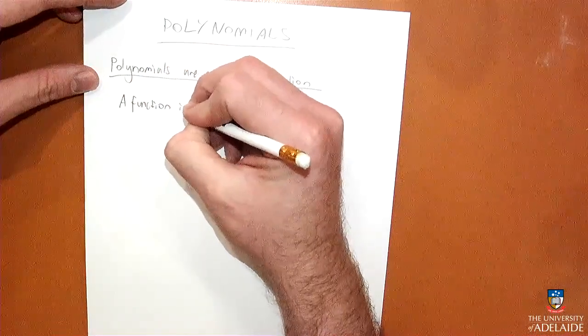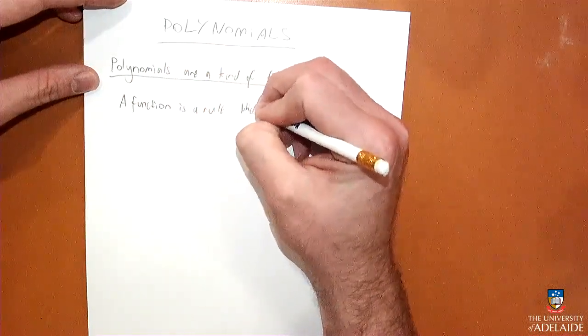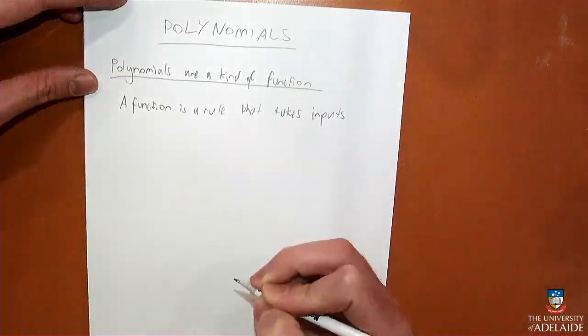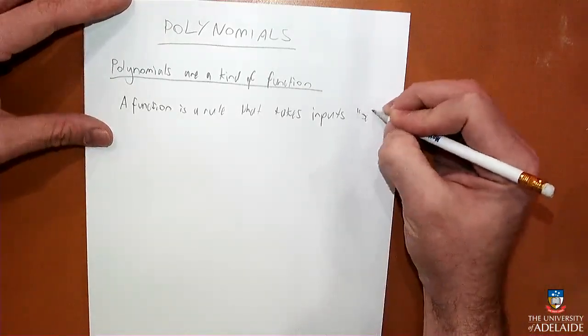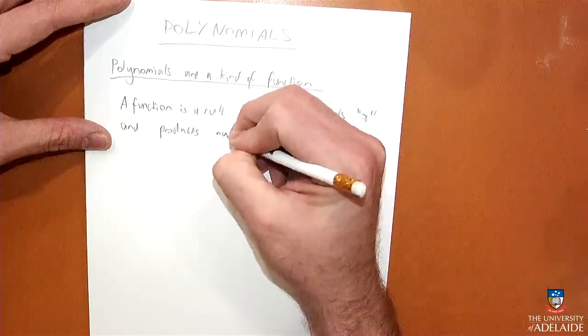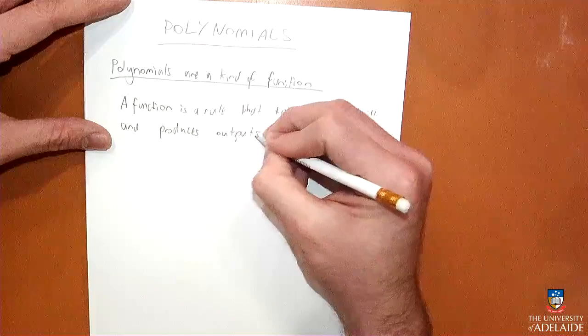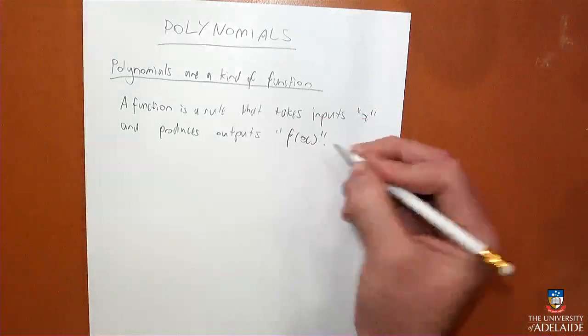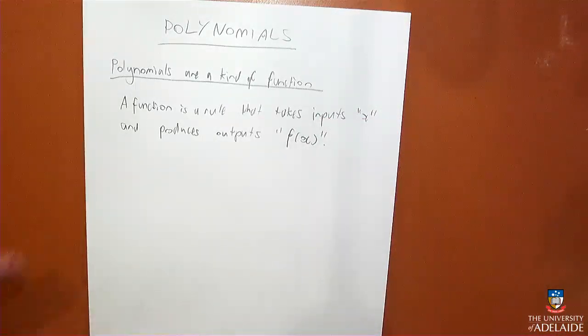So a function is a rule that takes inputs, which are usually called x, and produces outputs, which are usually called f of x. Now this notation looks like multiplication, it looks like f times x, but it's not. It's f of x, and you'll have to rely on the context that you're in to decide whether it's the name of a function or multiplying by a number.